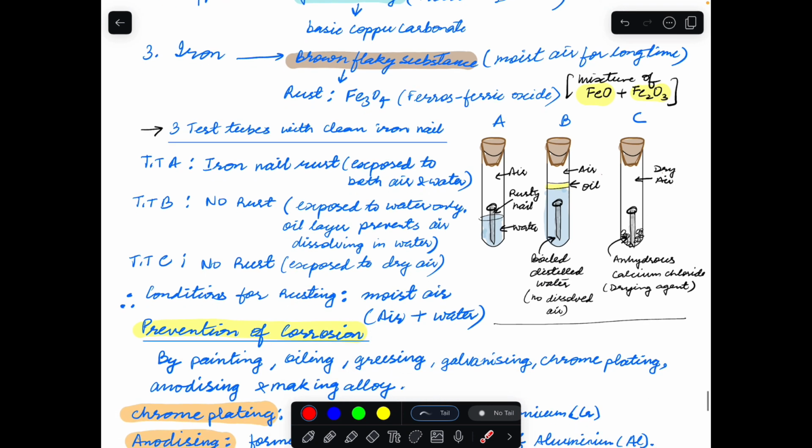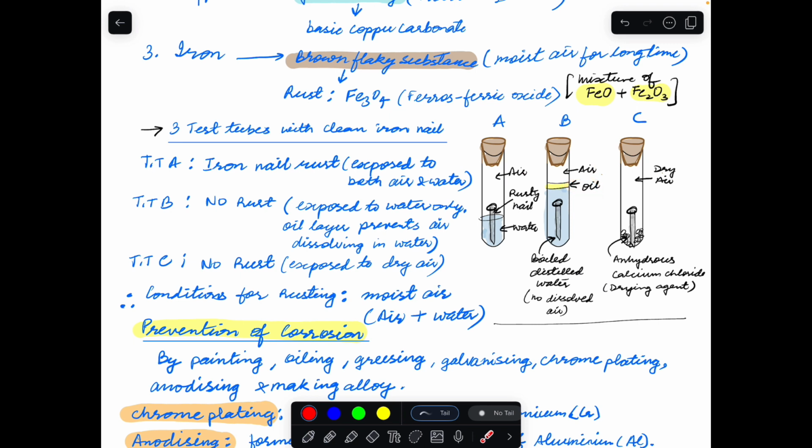Now in test tube B, they have taken water, but at the top of the water they have placed some oil. Oils form a top layer on water. Water, being of higher density, will be at the bottom, while oil is lighter, so it will float on the surface. So on the water there is an oil layer. Therefore, the air in the test tube is not able to come in contact with the nail. So air is not available here. Or you can say, oil is acting as a barrier between air and the nail.